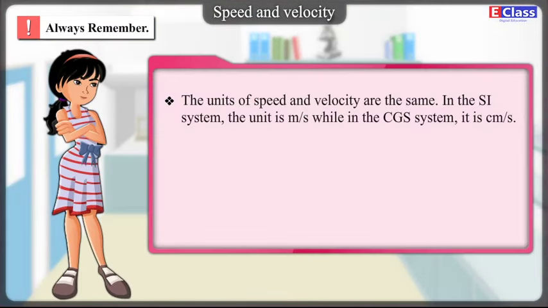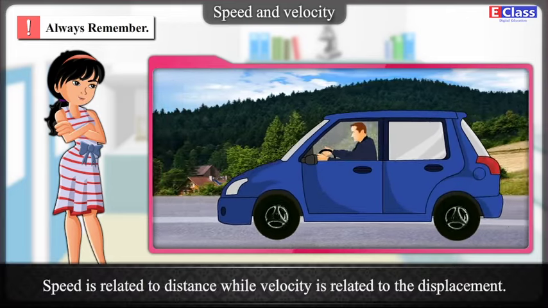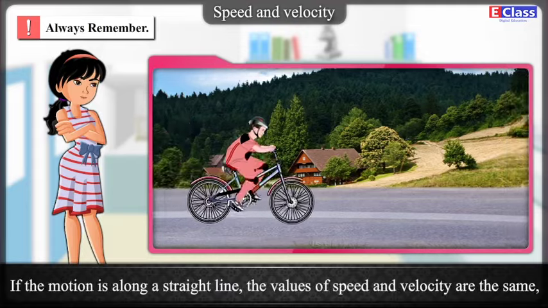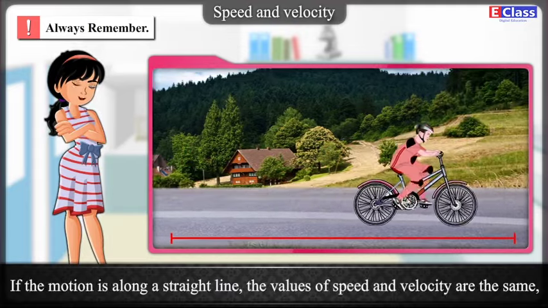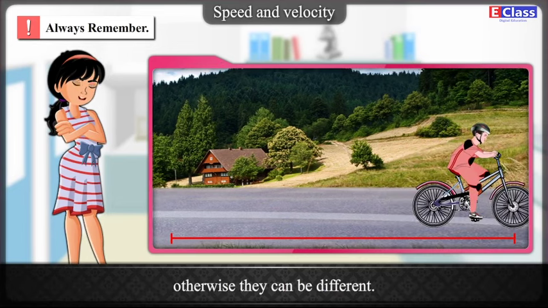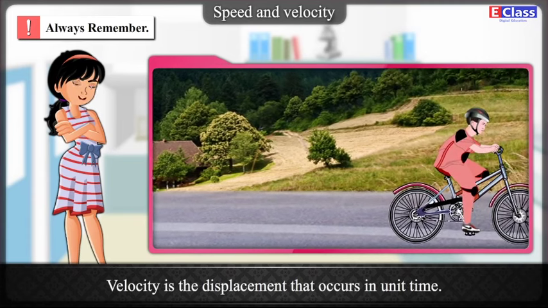Always remember: 1. The units of speed and velocity are the same. In the SI system, the unit is meter per second, while in the CGS system it is centimeter per second. 2. Speed is related to distance, while velocity is related to the displacement. 3. If the motion is along a straight line, the values of speed and velocity are the same. Otherwise, they can be different. Velocity is the displacement that occurs in unit time.